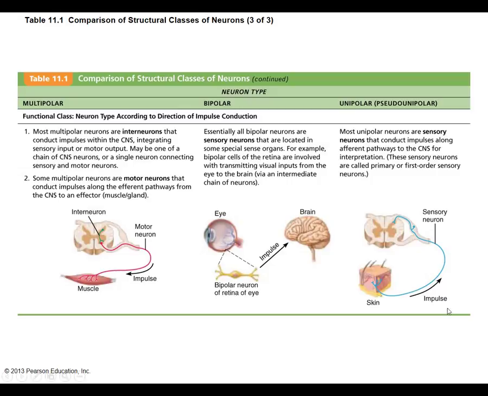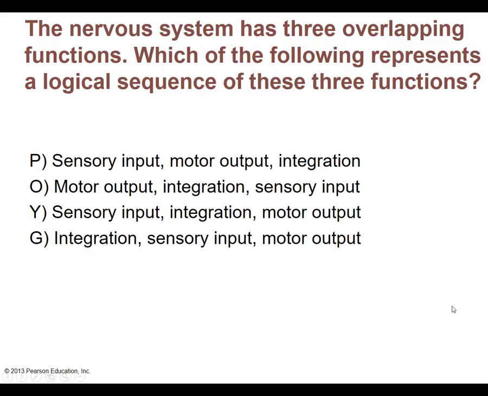Now for the review questions. The nervous system has 3 overlapping functions. Which of the following represent a logical sequence of these 3 functions? So what is it doing? And yes, it's the yellow. We have sensory information. You saw the bear, smelled the bear, heard the bear. Integration, process it. Motor, let's do something about it.